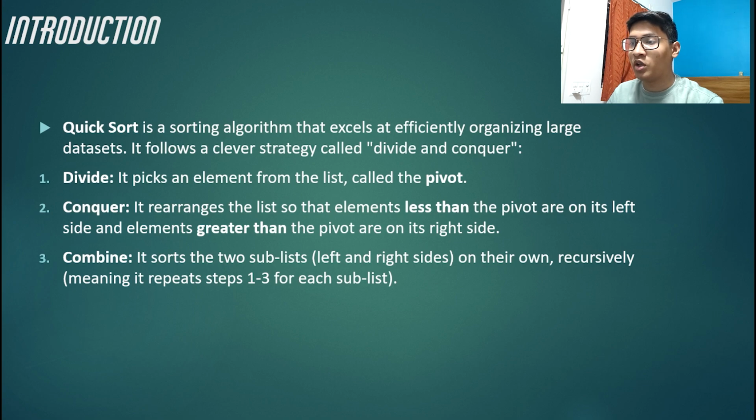Now, what do we mean by conquer? It rearranges the list so that elements less than the pivot are on the left side and elements greater than the pivot are on its right side. Now, after combining those two subsets, we will get our final list.